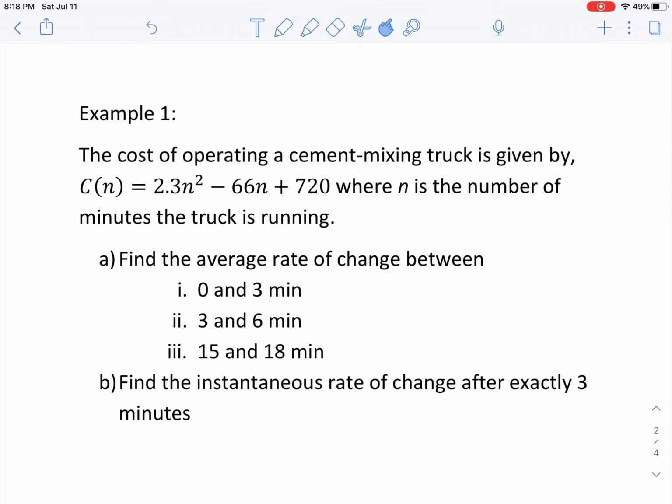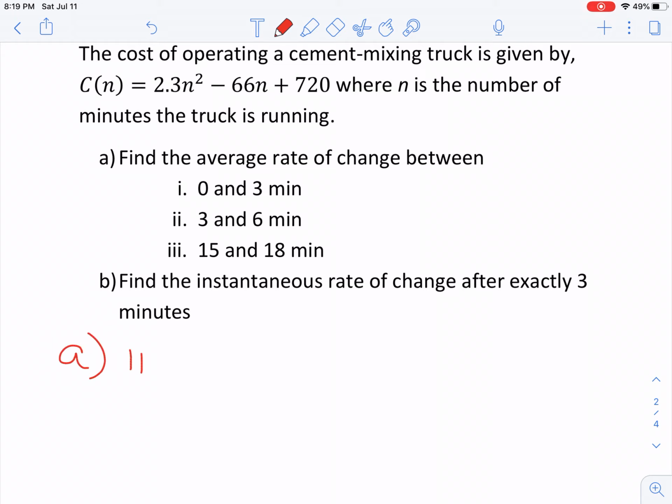For this parabola, c of n equals 2.3n squared minus 66n plus 720. N is the number of minutes the truck is running, and c of n is the cost of operating a cement mixing truck for n minutes. We know that this is a quadratic, or a parabola if we drew a graph, and we know that it's not linear, so the average rate of change between 2 different points will be different. So between 0 and 3 minutes will be different than 3 and 6 minutes, will be different than 15 and 18 minutes.